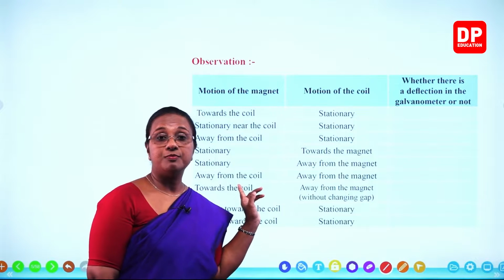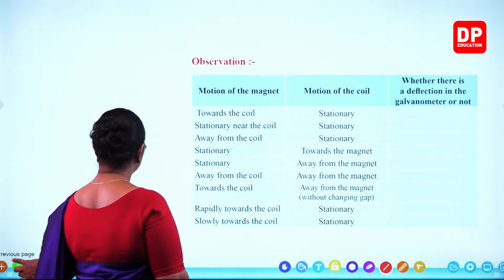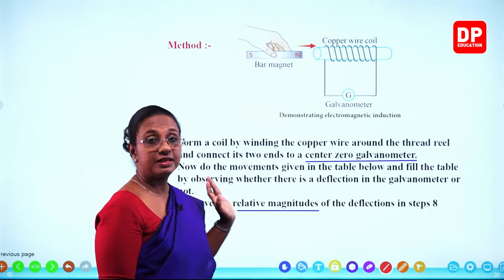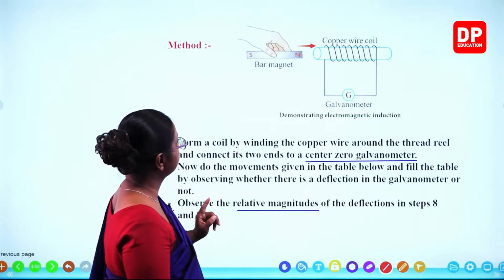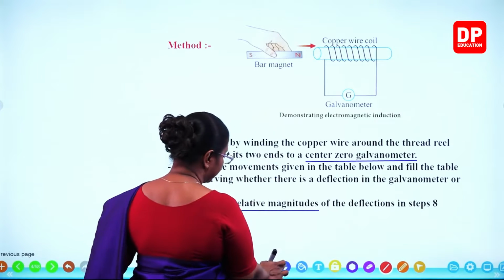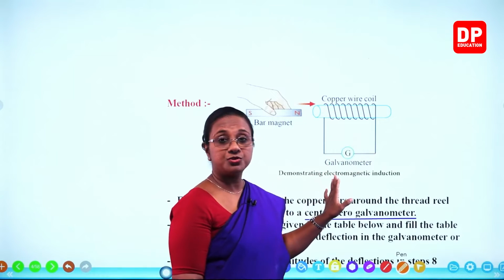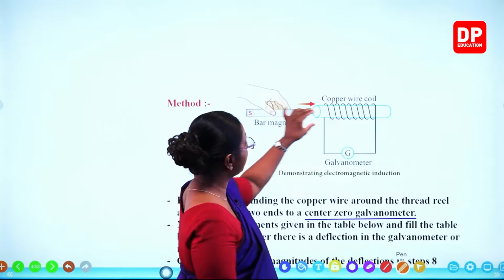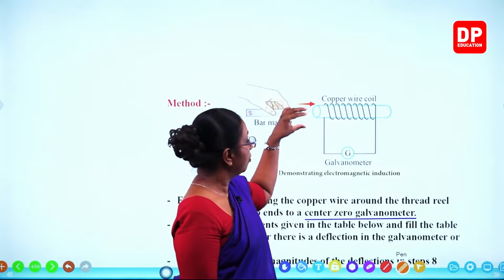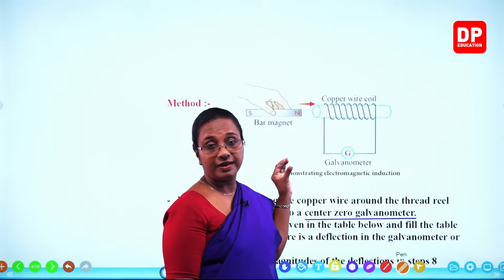So there, I'll move back to the activity slide. So here, this is the method you have understood. Now you can understand. We have the bar magnet there. So initially this coil is going to be stationary. You take the bar magnet towards the coil. Hold it there. Then move it away.